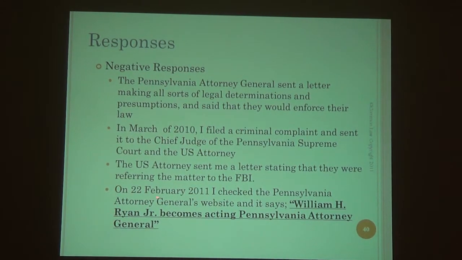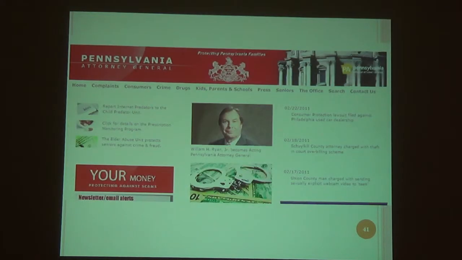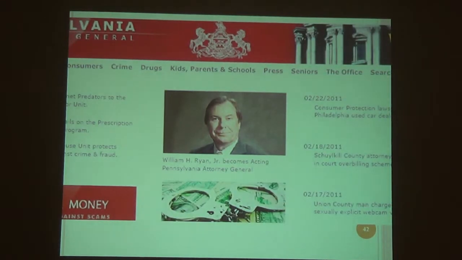And then on February 22nd, 2011, which was almost a year later, I checked the Pennsylvania Attorney General's website and it said, William H. Ryan Jr. becomes acting Pennsylvania Attorney General. I got the other one removed. His name was Corbin, actually. There's the website. So I got the other one, at least I think I did. Of course, they'll never admit it. And you'll never know, ultimately. No, no. But it's amazing how many times this kind of stuff happens. I can't tell you how many times it happens.